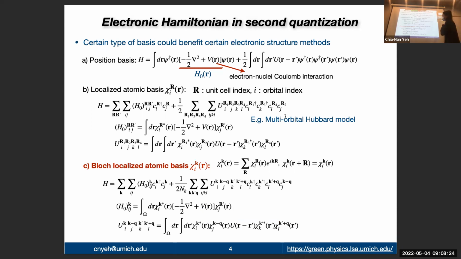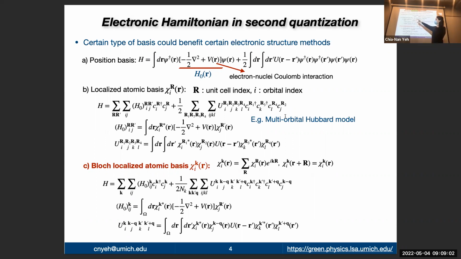With the same approximate Hamiltonian, we can write this in second quantization and in different bases. Certain bases could benefit certain electronic structure methods, memory-wise, or the algorithm itself could have better complexity. So I'm just listing several examples. For the position basis, this is your one body Hamiltonian, this is the two body interaction U(R minus R prime), and this is your one body Hamiltonian in the position basis.